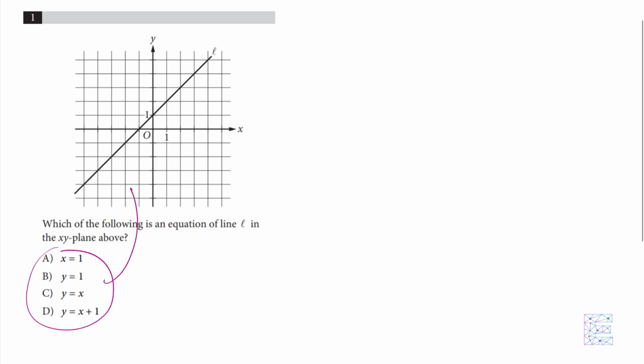Which of the following is an equation of line L in the xy plane above? So in this question, we're given a graph, and we are basically just looking for the equation that would give us that graph. And if you remember, once again, this is about linear functions, y equals mx plus b.